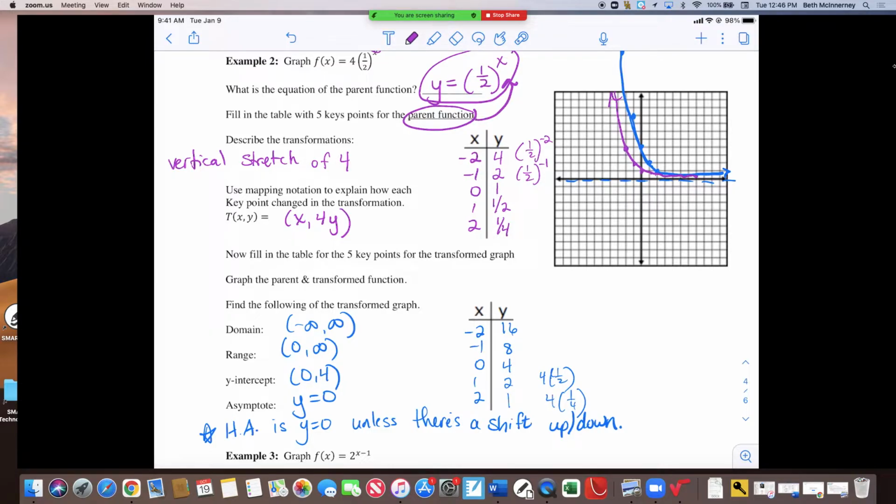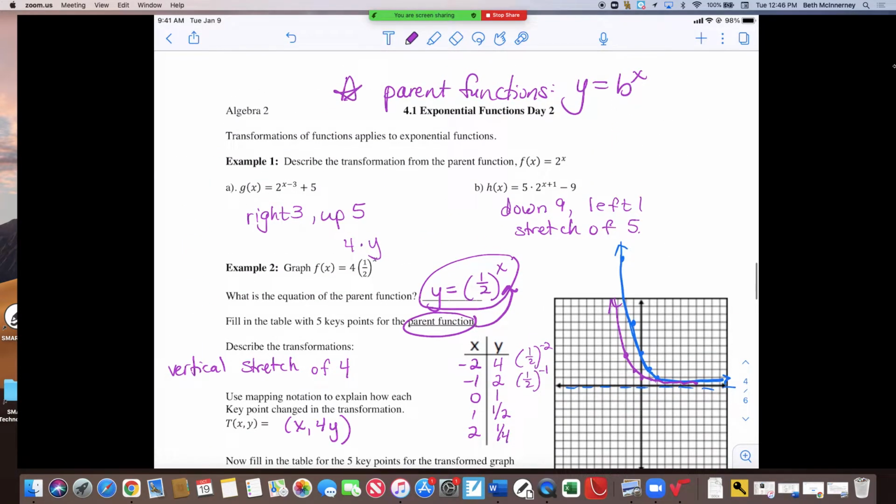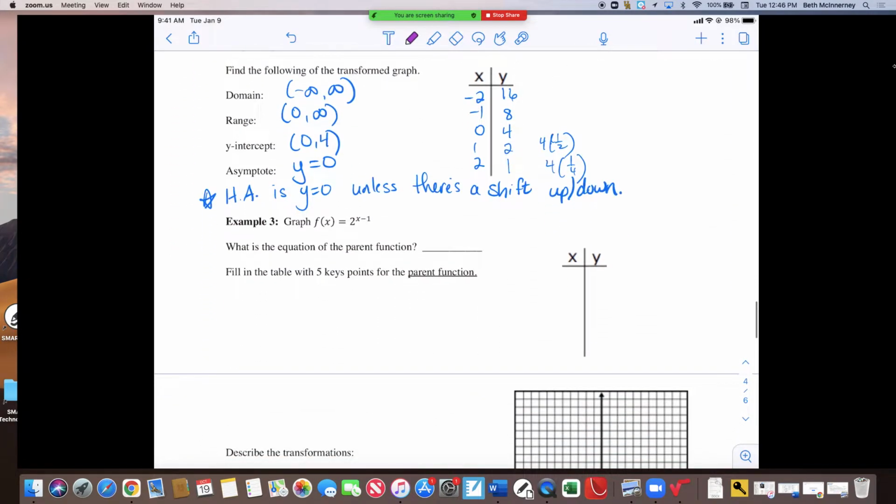If I look back up here to example 1, do you see how in part B, this one's been shifted down 9? My new horizontal asymptote would be y equals -9. That's what I mean. This one, what would be the horizontal asymptote on this one? It'd be y equals 5, because the whole thing's been shifted up 5. That's the only time it's not going to be the x-axis, y equals 0. Yes, that's it. Good job.